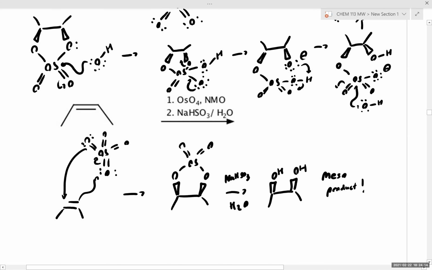So it's always important to pay attention to your structure and the stereochemical outcome of your reaction. Does that idea make sense? Perfect, perfect. Any questions on cis dihydroxylation using osmium tetroxide?